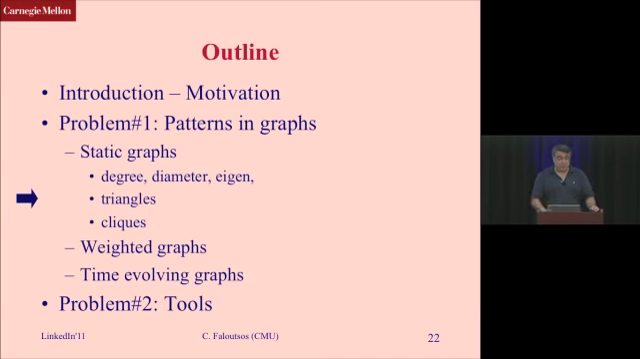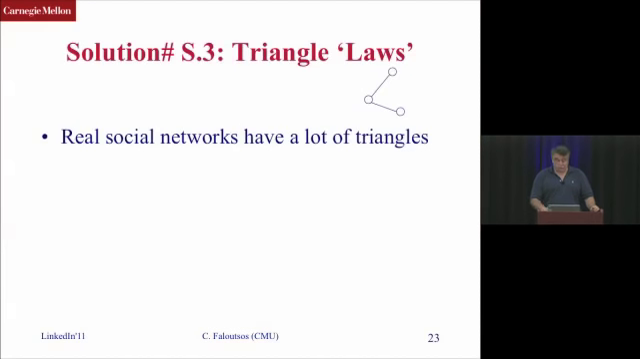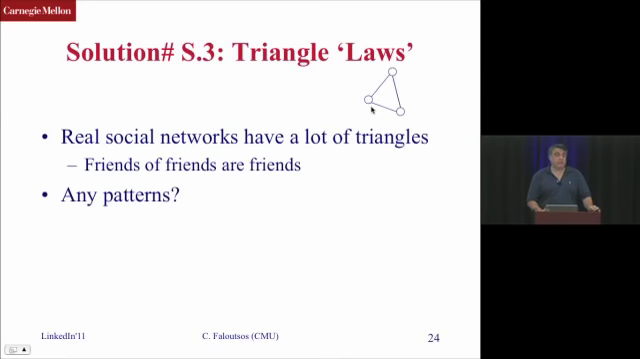Let's see patterns with respect to triangles. For social networks, what happens is that if we have a person who has two friends, sooner or later these two friends will become friends between themselves, because we are introducing our friends to each other, we throw parties and we introduce our friends. So eventually we have a lot of triangles that are closing.